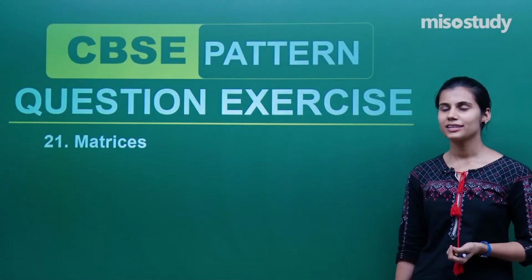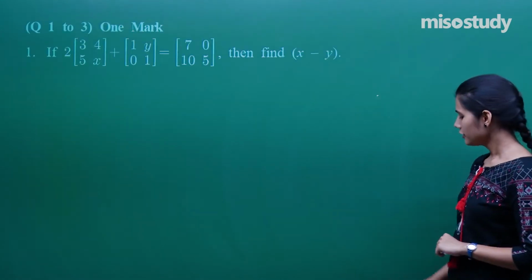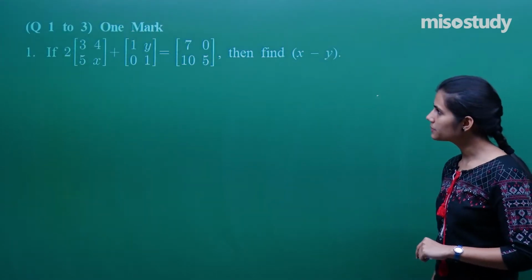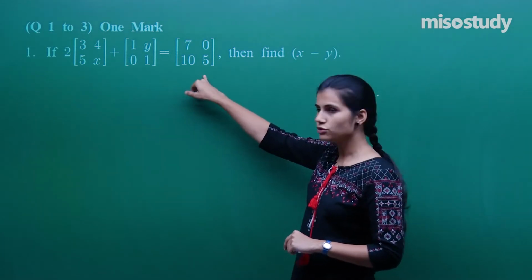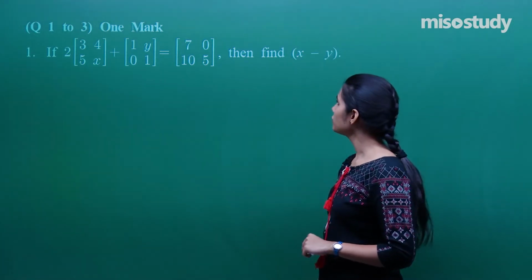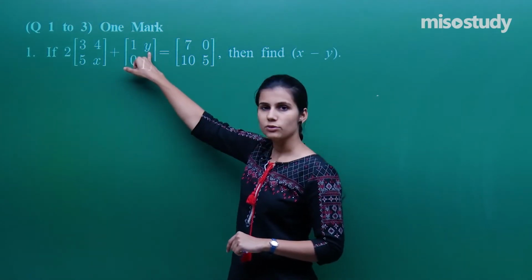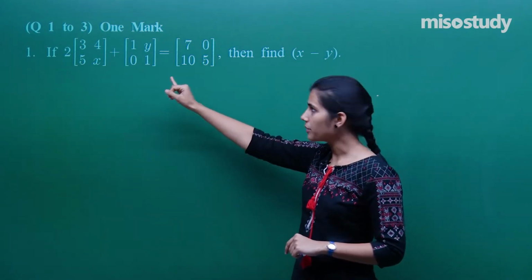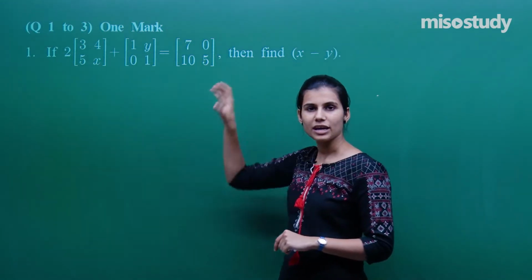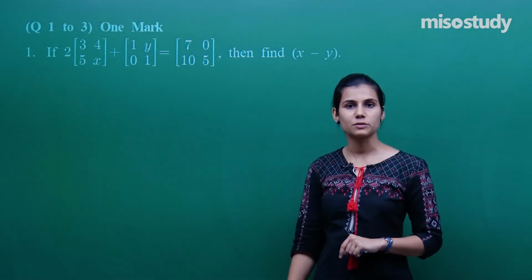Okay guys, let's begin our discussion over the CBSE pattern question exercises for matrices. The first question says that if 2 times of a 2 cross 2 matrix plus another 2 cross 2 matrix is this given 2 cross 2 matrix, find the value of x minus y. Now obviously you can see the quantity x and the quantity y which are unknown to you. Somehow by operating these matrices together and equating it with this one, we have to compute the value of x and y, plug it in over here and compute the value of x minus y.